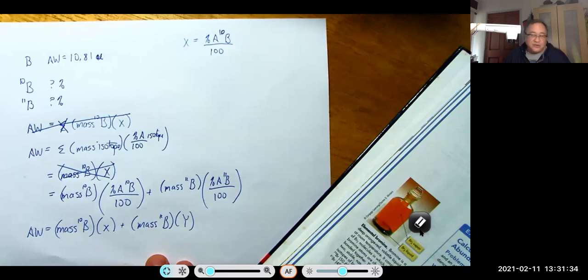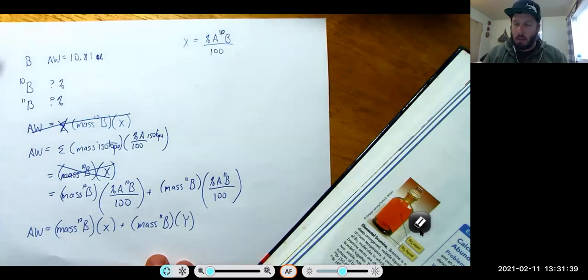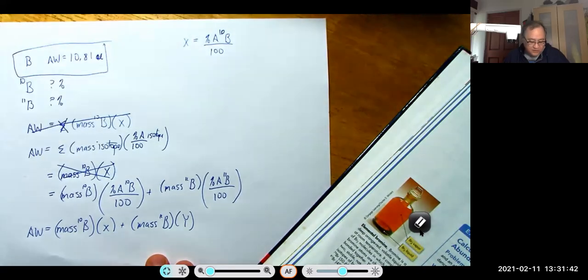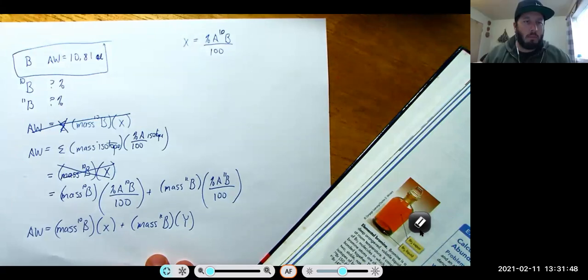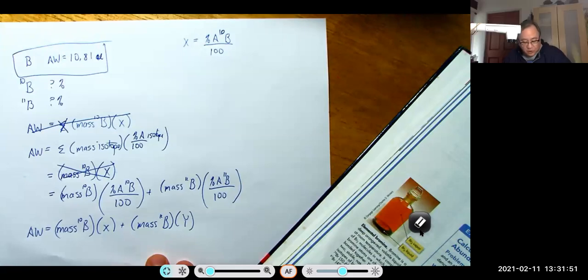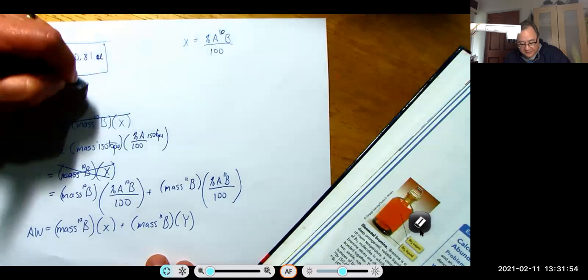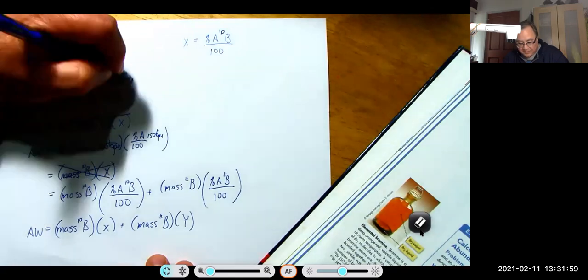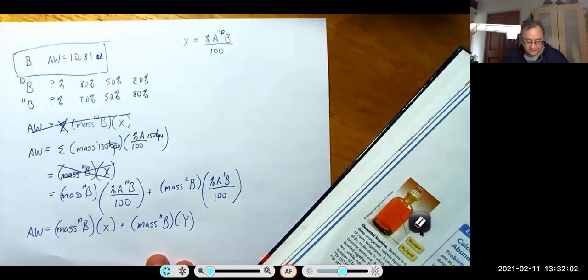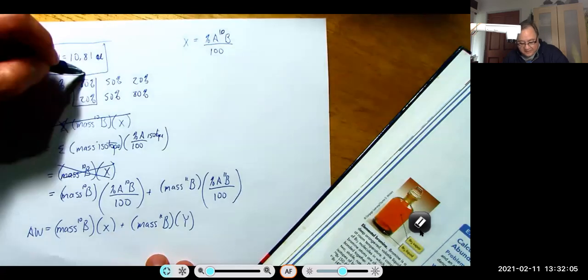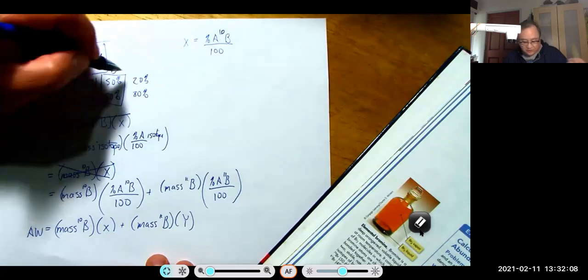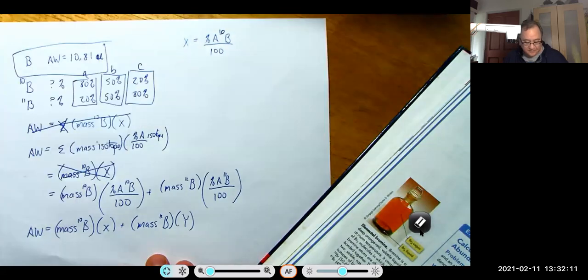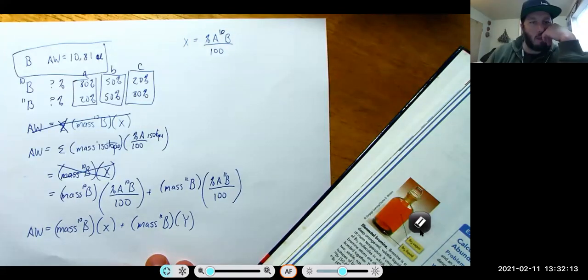Yeah, and for that one, you don't really need a calculation. Okay. Take a look at this answer here. It's 10.81. Do you have more 10 or more 11? More 11. So if your choices are 80%, 20%, 50%, 50%, or 20%, 80%, which one are you going to choose? This is A, this is B, this is C. Which one are you going to choose? C. Yeah, this is the only one that fits.